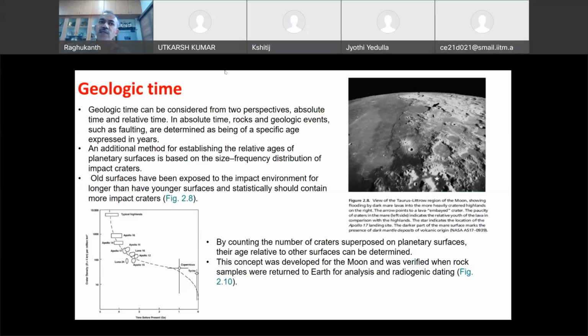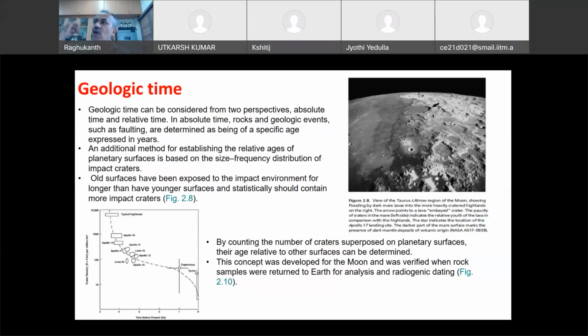To find those geological boundaries, we count the number of craters. You go to the Moon, select any region, and to find the geological age you count how many craters are there. Based on the size frequency distribution, we can find the relative age only. If you want absolute age, then you have to do carbon dating and others. Relative ages tell whether something is old or young.